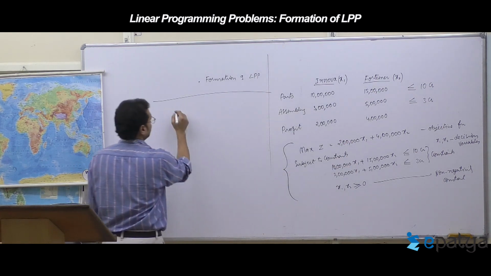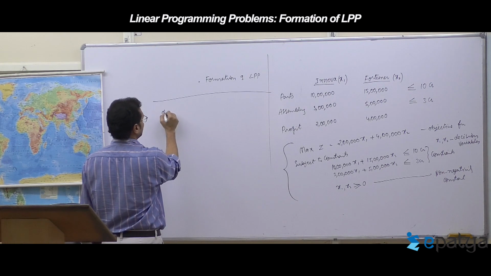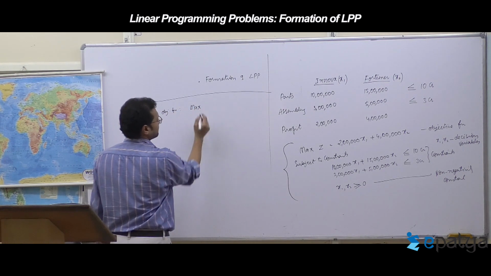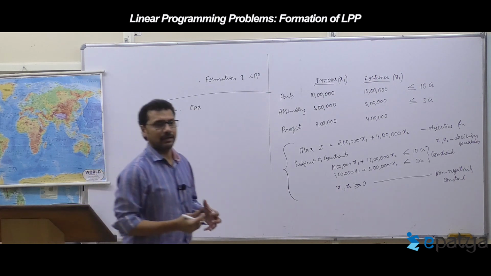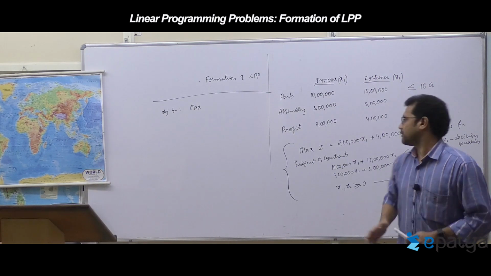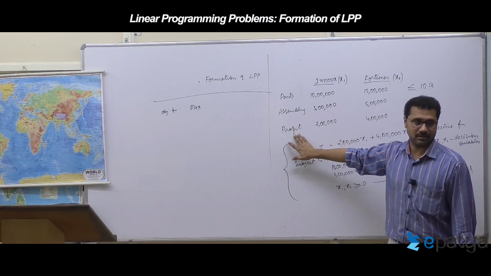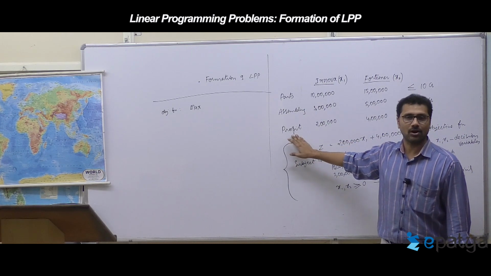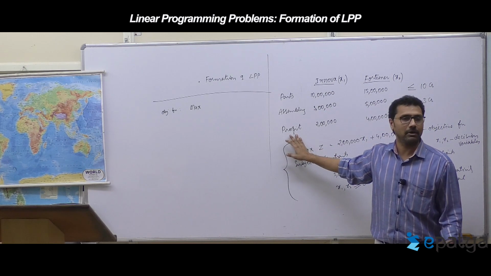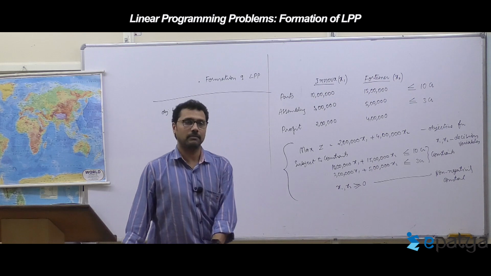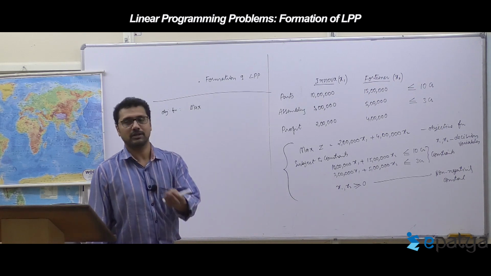So it will always be of the form objective function maximize. Sometimes you can form a linear programming problem where, instead of profit to be maximized, suppose this is loss. Loss I will always try to minimize. So the objective function can be either a maximization problem or a minimization problem, depending upon what the objective is.